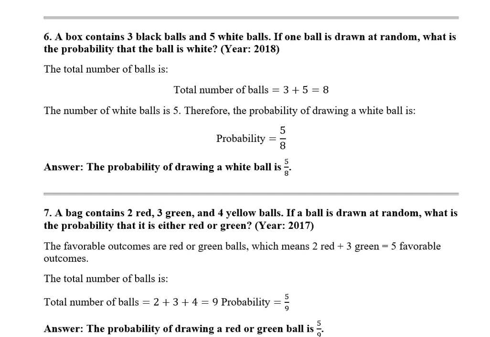Clear? Sixth question. A box contains 3 black balls, 5 white balls. If one ball is drawn at random, what is the probability that the ball is white? Total number of balls is 3 plus 5, which is 8. Number of white balls is 5. Probability is 5/8.